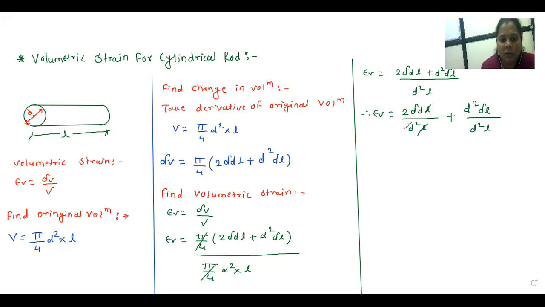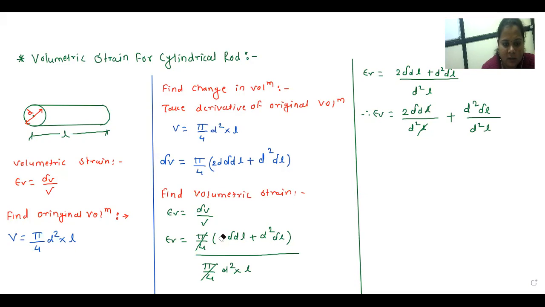I think we have done one mistake. The derivative of this d square is 2 into d into del d. Please remember that whenever we take the derivative of d square, the derivative is 2d into del d. So this is the derivative, 2d into del d.